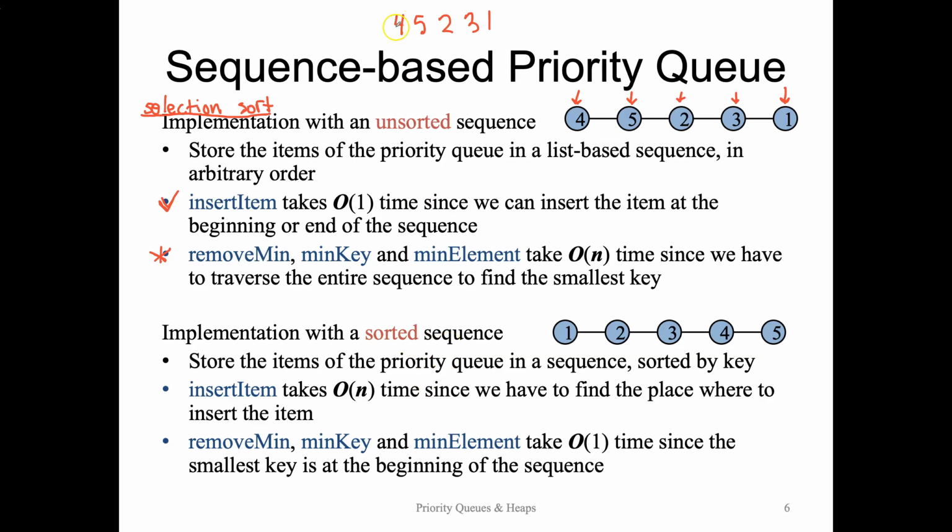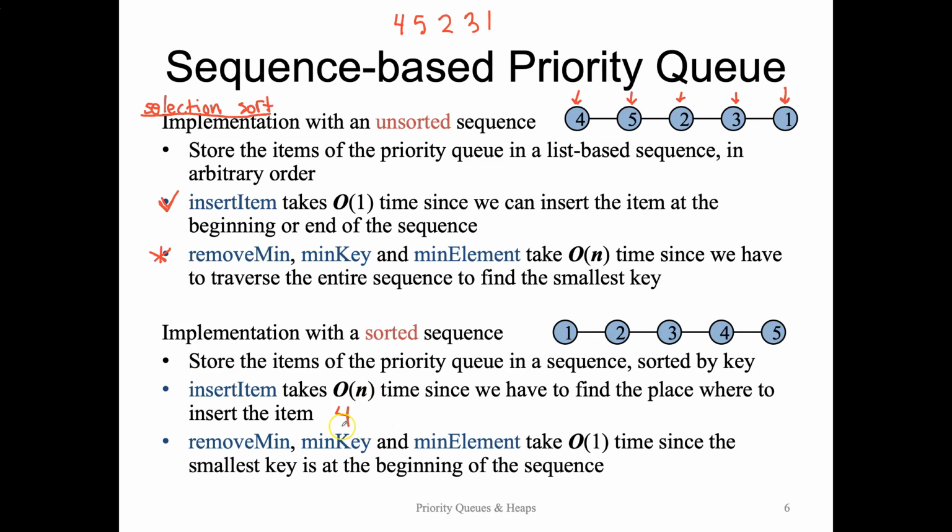So if we're given 4, 5, 2, 3, 1, these are the keys and items that we want to insert into our priority queue. If we use a sorted sequence, then how will this look? First, I'm going to draw this a few times. First we insert 4. Okay, 4 just by itself, this is already sorted.